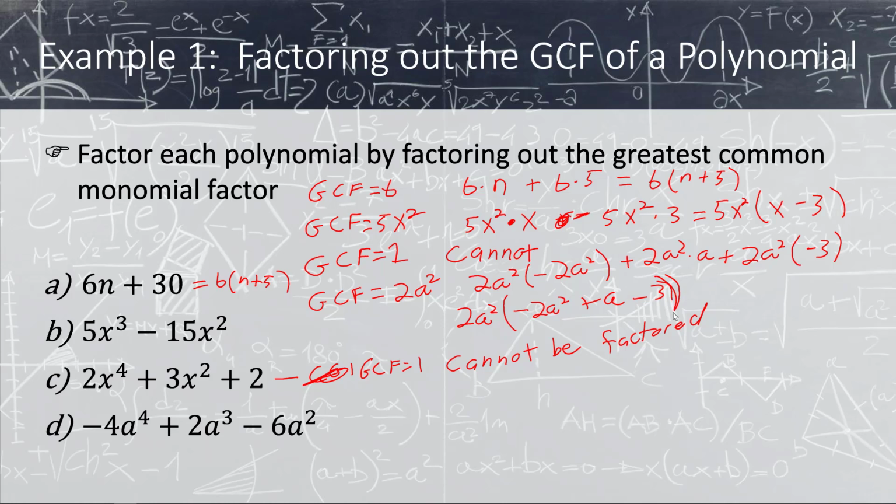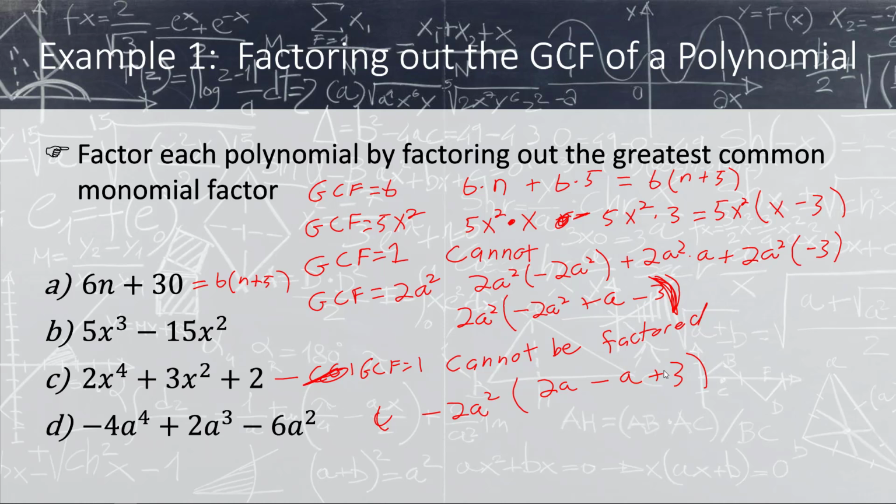Now it turns out that we are not big fans of having a negative coefficient as our leading coefficient. So the other way to write this, and it's actually the preferred way, would be as negative 2a squared times the quantity 2a squared minus a plus 3. And that brings us to our next topic.